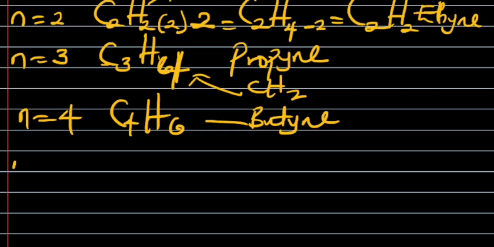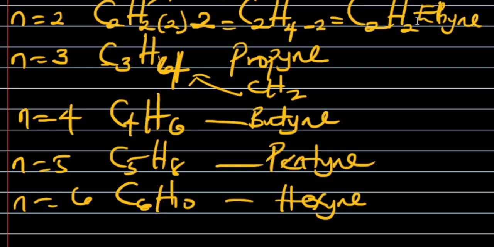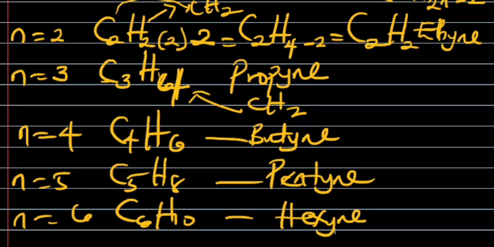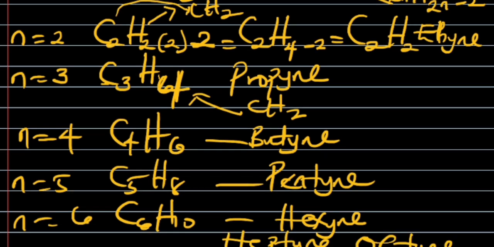The next one, when n is equal to 5, is C5H8, which is pentyne. Then when n is equal to 6, C6H10, we have hexyne. So these are the names of alkynes. We have other names under this alkyne family. After hexyne, we have heptyne, octyne, nonyne and decyne. So all these are the family of alkynes generally.